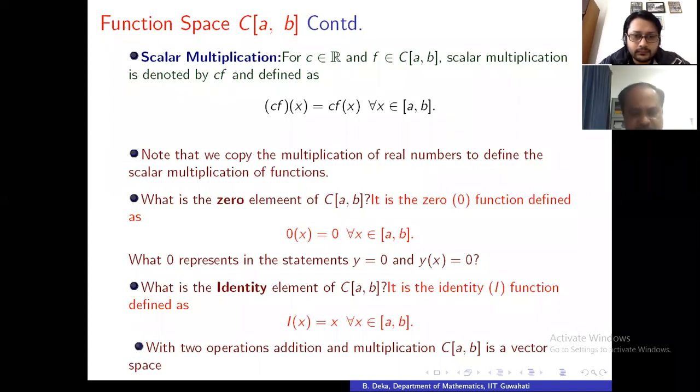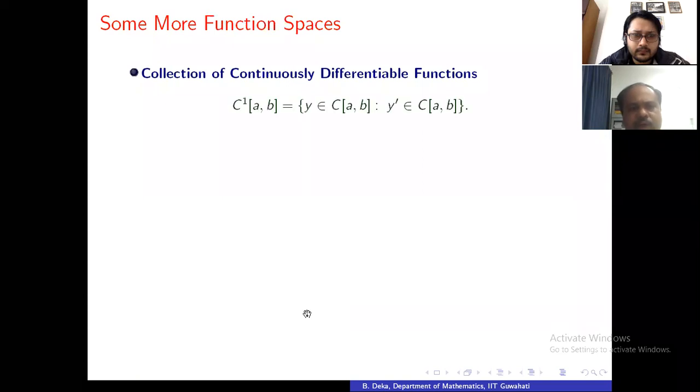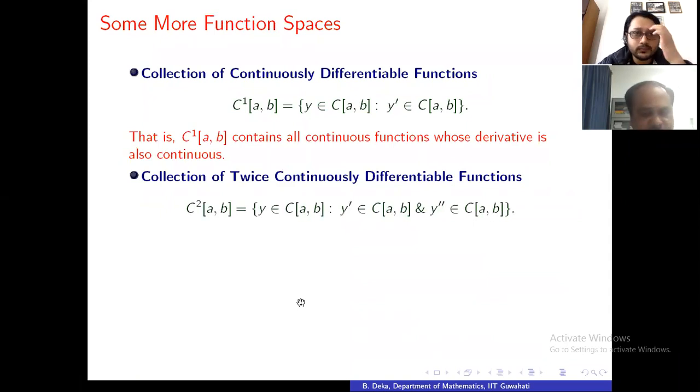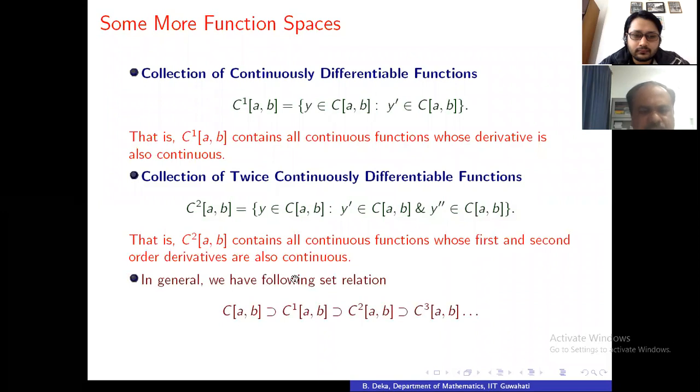Once you have C[a,b] as a vector space, you can derive subsets: C1[a,b], the collection of continuously differentiable functions, and similarly twice continuously differentiable functions are denoted by C2[a,b]. C1 and C2 are both subsets of C[a,b], and one can easily verify that they are not only subsets but subspaces of C[a,b]. So C[a,b] is the bigger space, C1[a,b] is smaller than C[a,b], and C2[a,b] is smaller than C1[a,b], and the inclusion goes that way. More precisely, all these spaces are vector spaces with the operations that we have already defined.